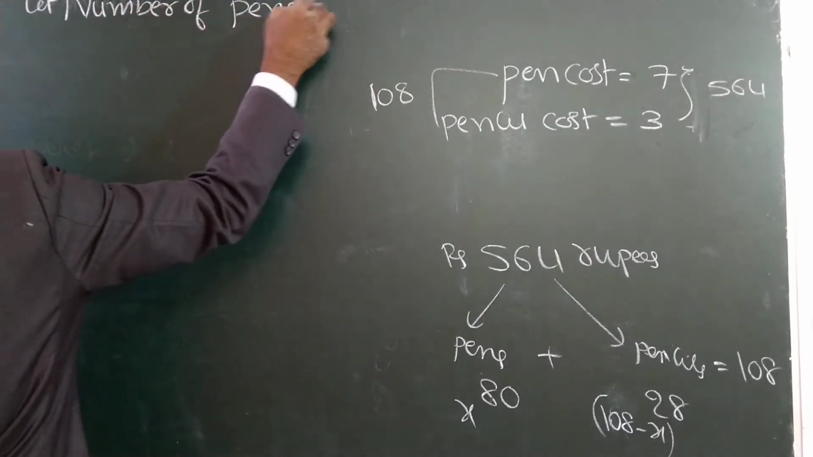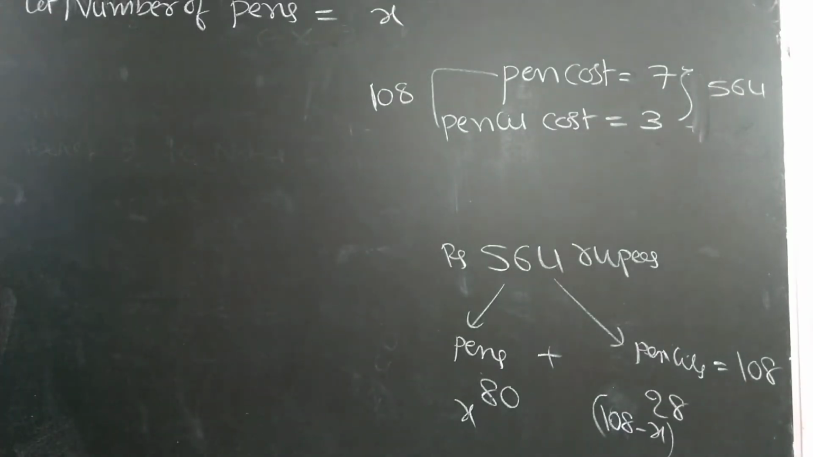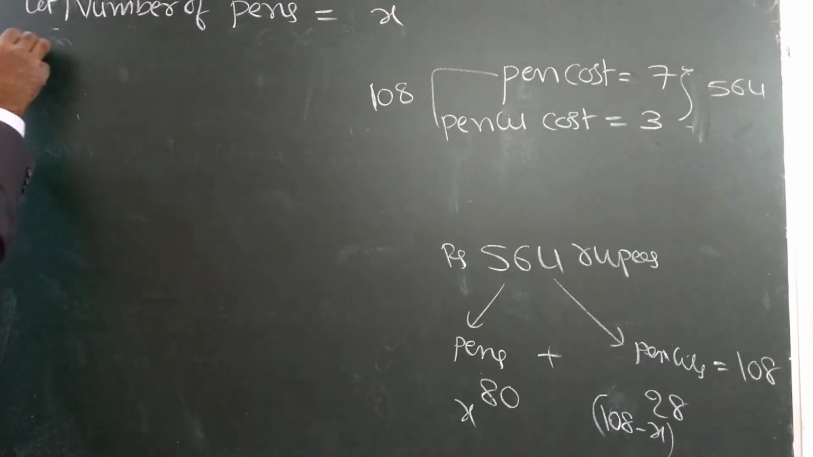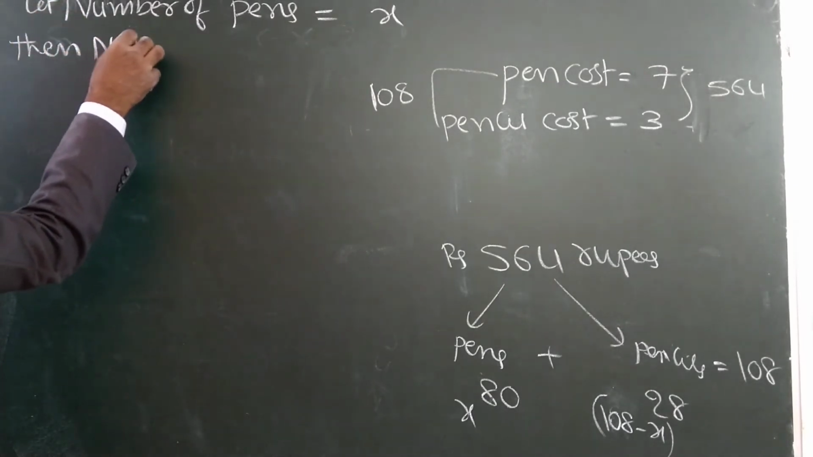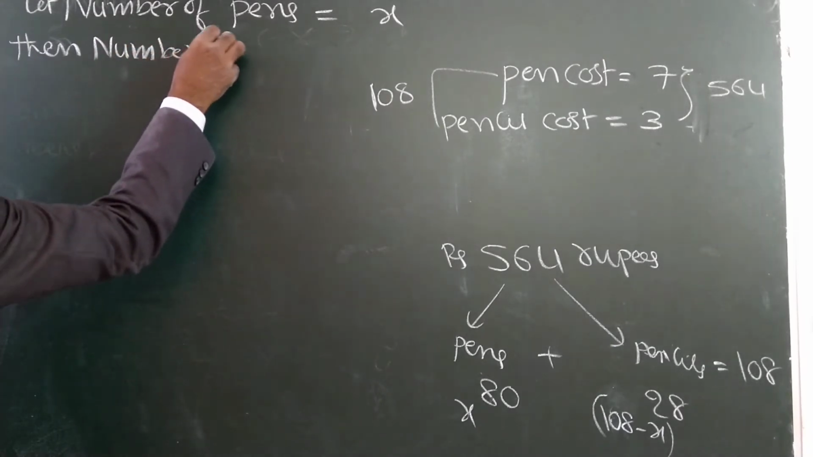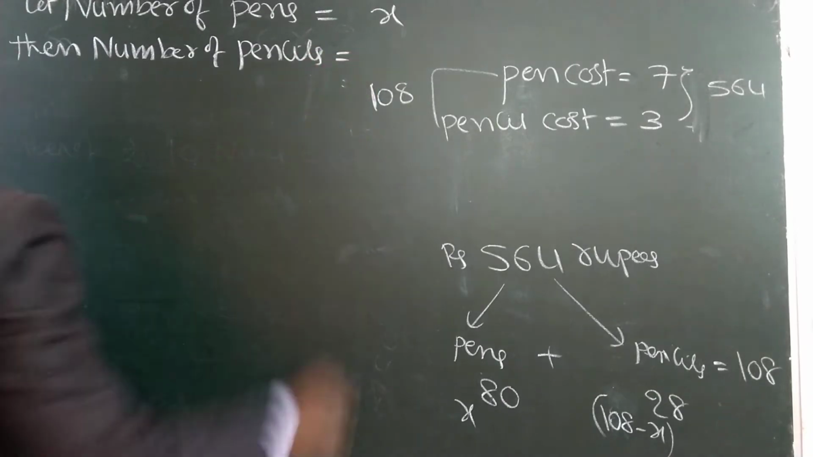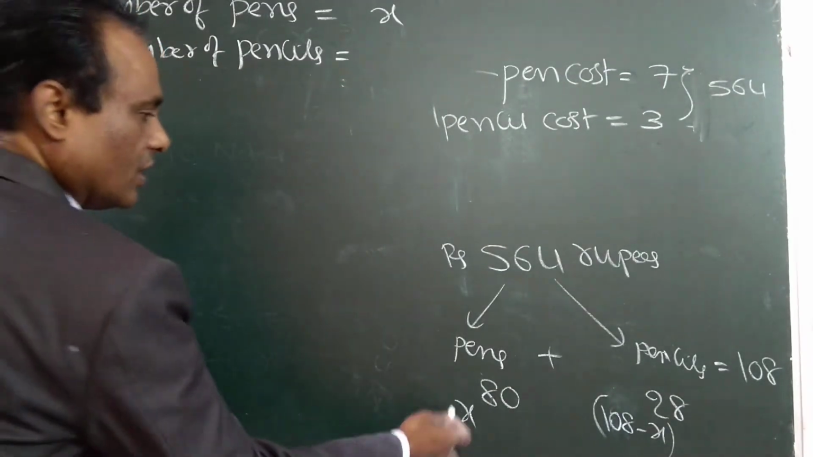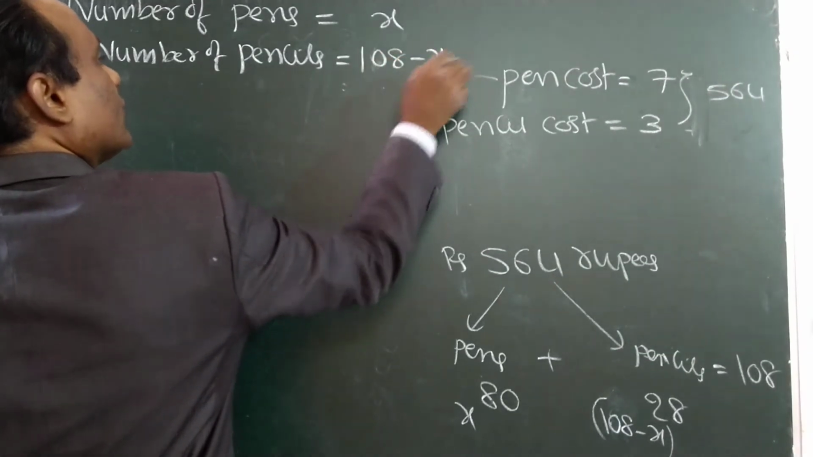Let the number of pens be equal to x. Then the number of pencils will be how many? Because the total should be 108. So if pens are x, pencils will be 108 minus x.